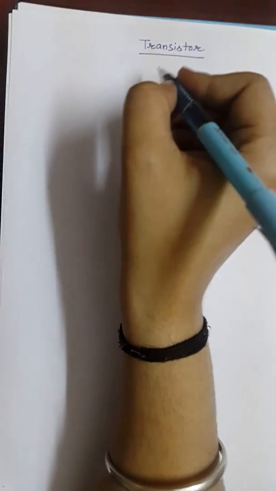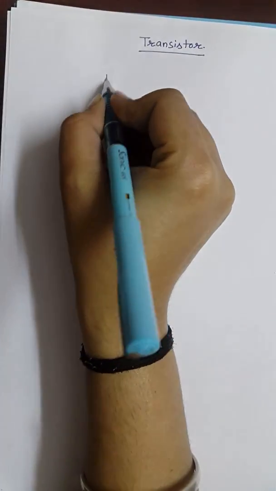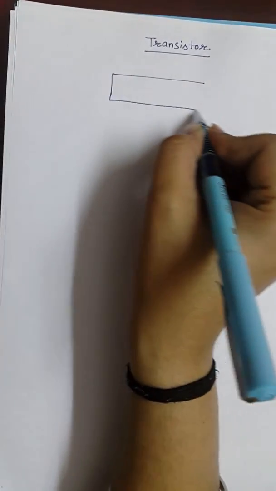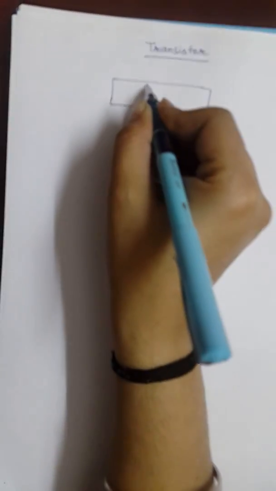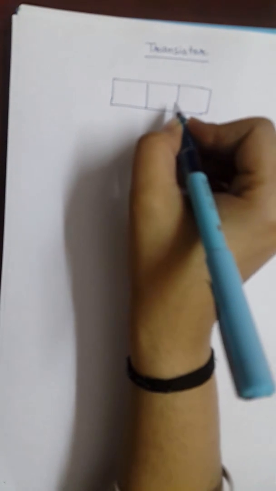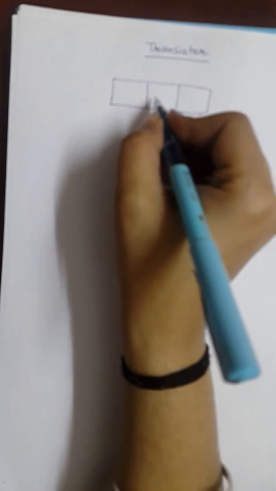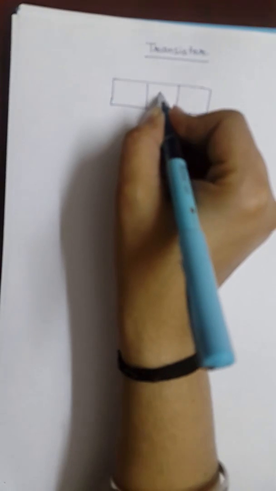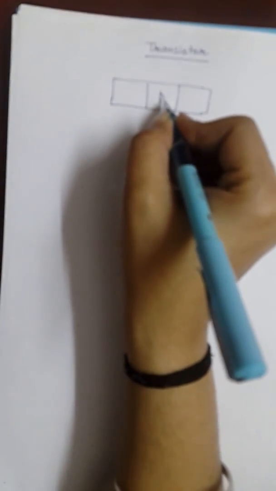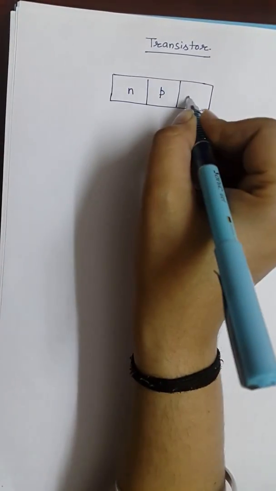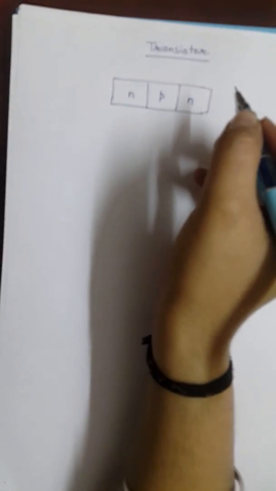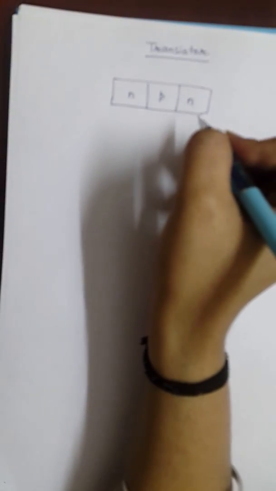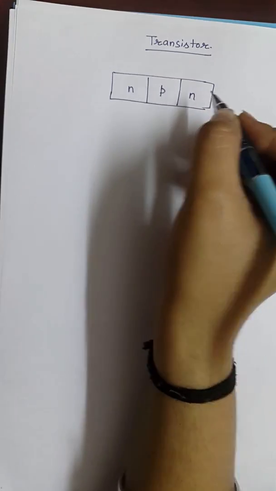It's a 3-terminal semiconducting device which is obtained by growing either a narrow strip of p-type in an n-type crystal or n-type in a p-type crystal. Are you getting me? I just wanted to say that it will be a narrow strip growing of a p-type in an n-type crystal. First we'll take an n-type semiconducting device and then we'll grow a small base of p-type.